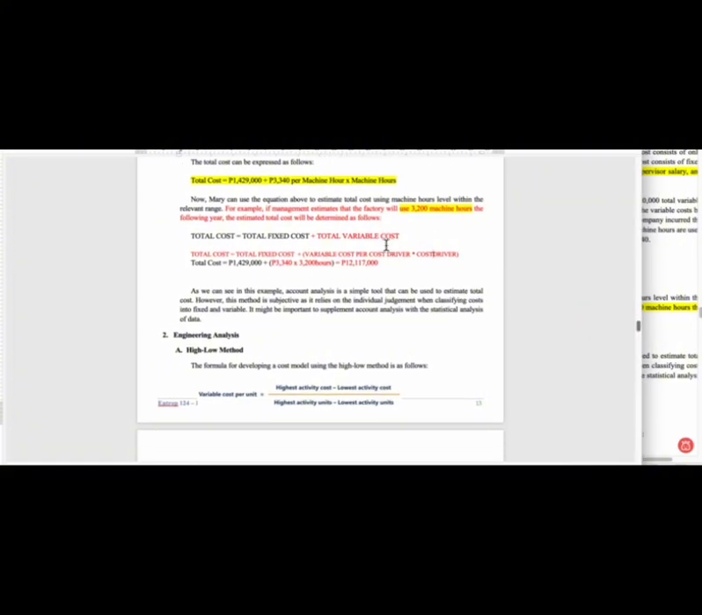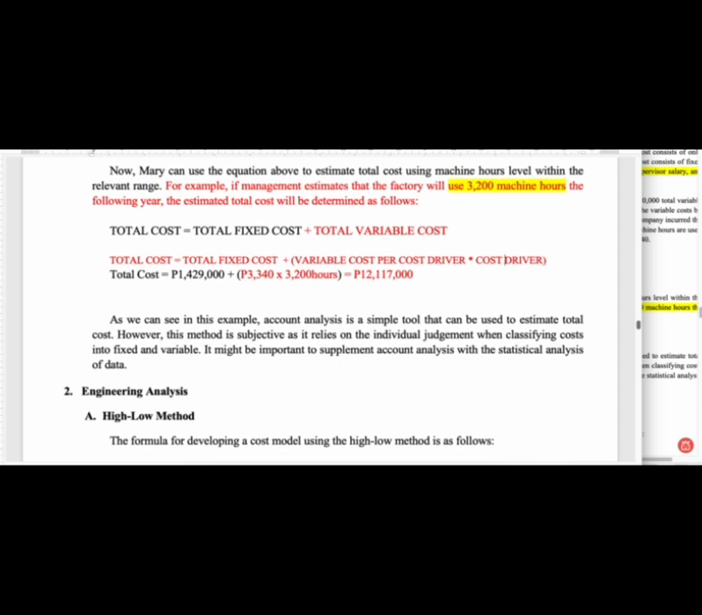Okay. So, we have now solved it. What is the final answer? That's 12,117,000.